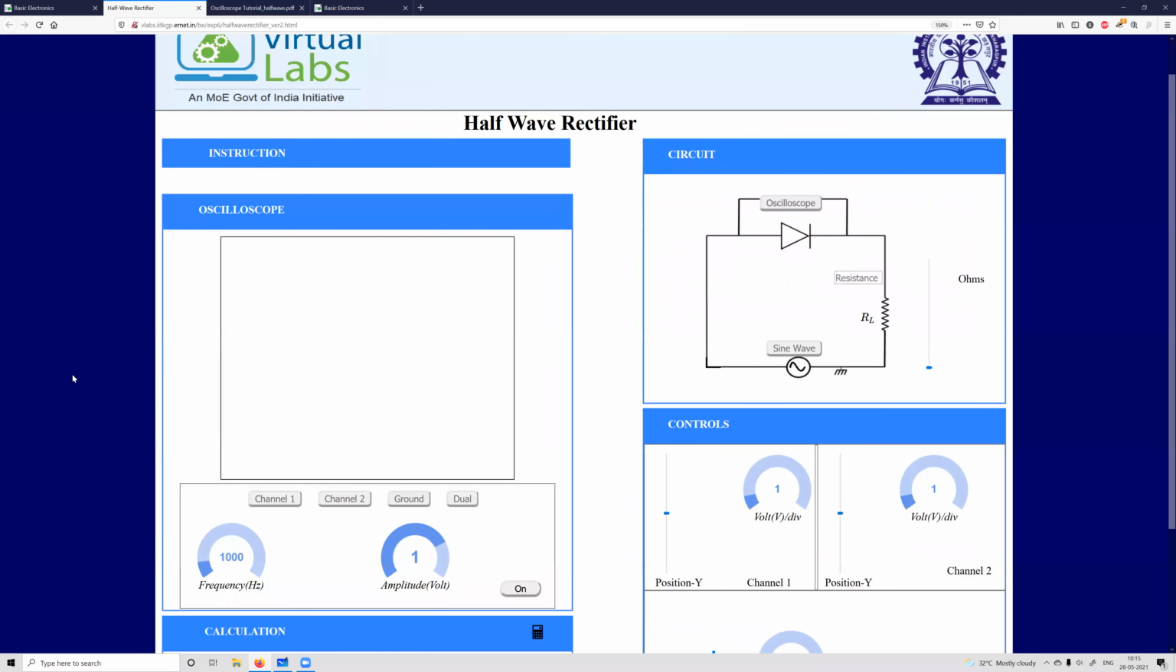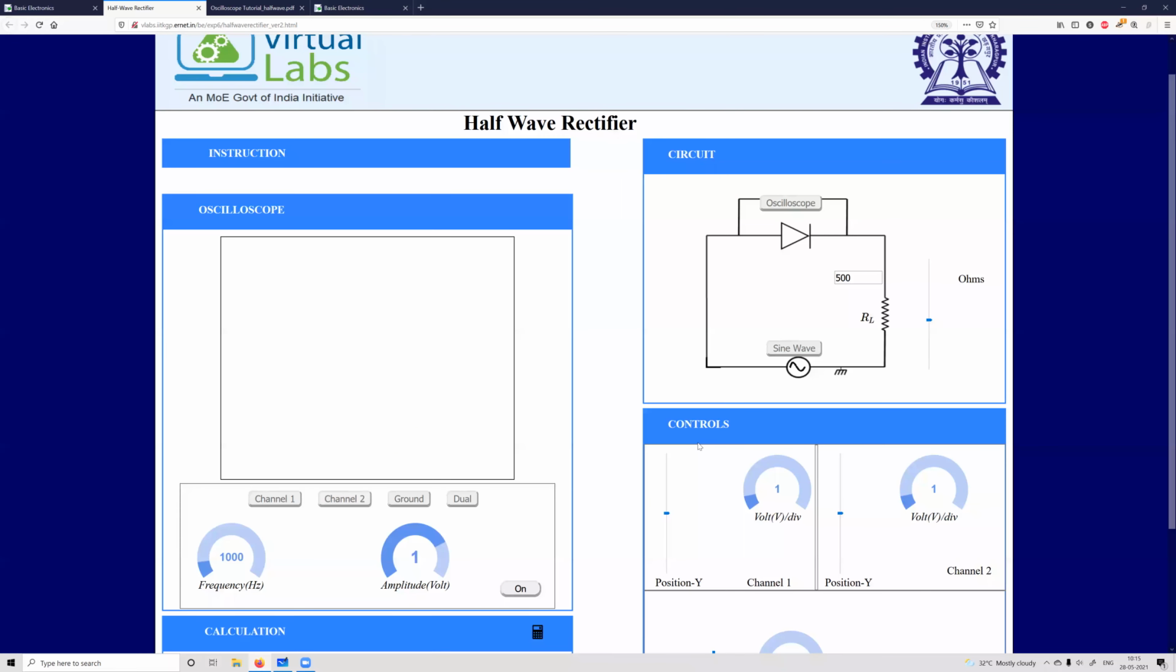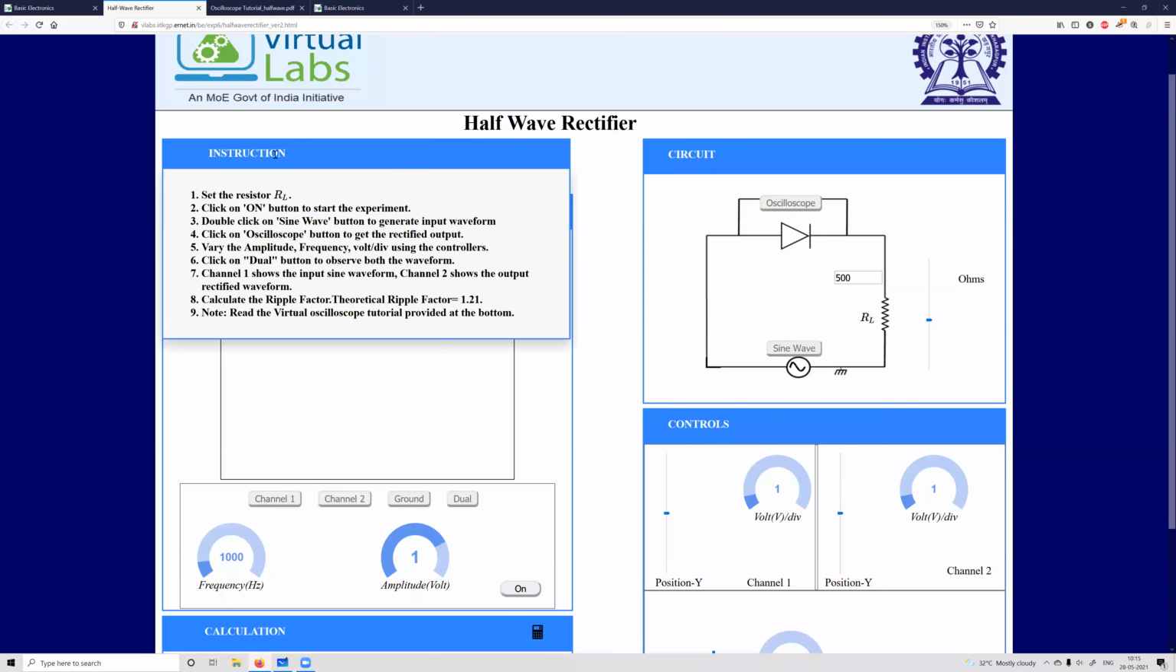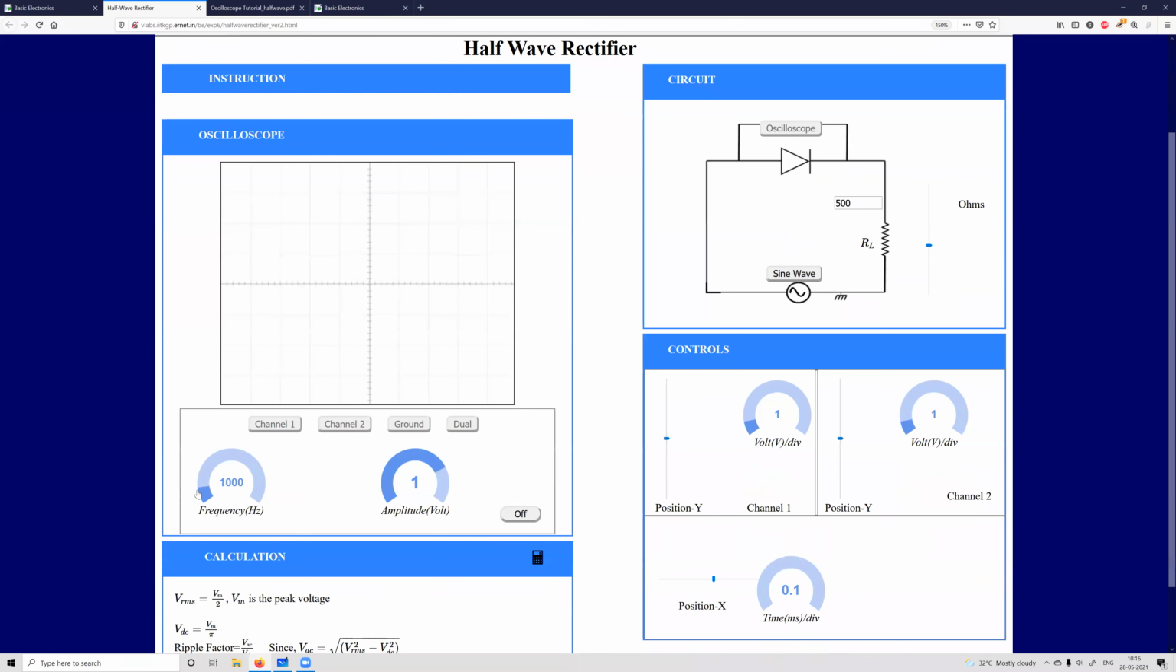So how to do the experiment? Let's read the instructions. First instruction is set the resistor RL. Let us make it 500 ohms. Second point is click on the on button to start the experiment. As I click the on button, I should see the grid visible on my screen. Note these two readings. This is the frequency and the amplitude of this signal.